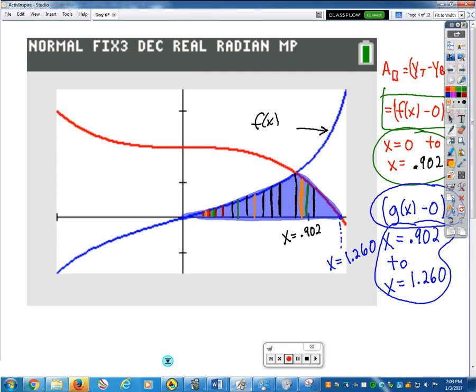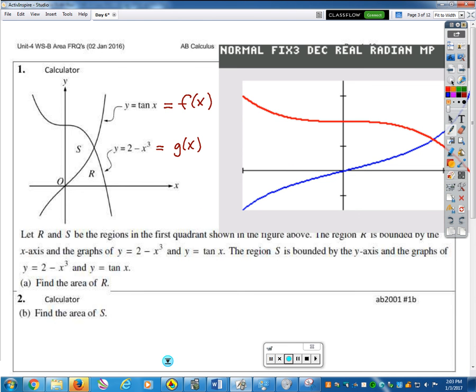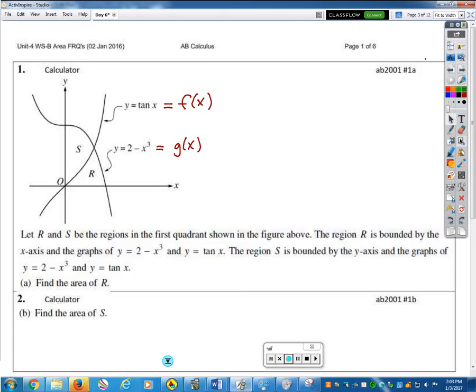So what I'd write on my paper is this. If you want full credit on the AP test, here's what you must do. You must tell the grader that this is f of x, this is g of x. Here's f, here's g. You've got to find this intersection right here. So on your paper, make a note, label it. Okay, you have to label it. If you don't label it, you'll lose points.